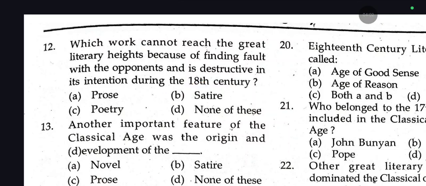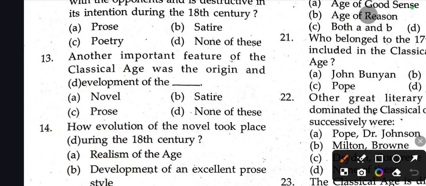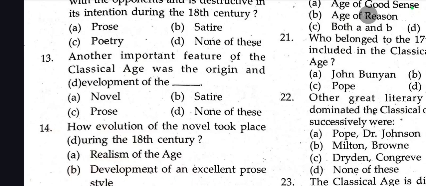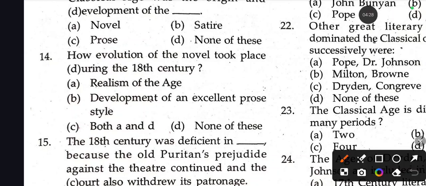Question number 13, another important feature of the classical age was the origin and development of the novel. Question number 14, how did the evolution of the novel take place during the 18th century? It was developed by excellent prose style and realism of the age. So both A and B will be the answer.